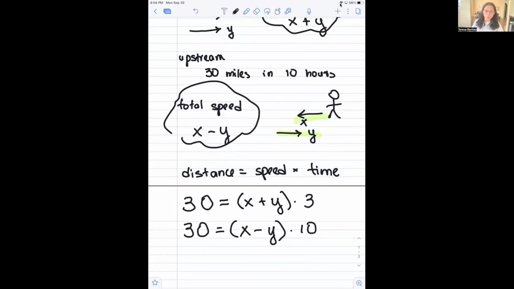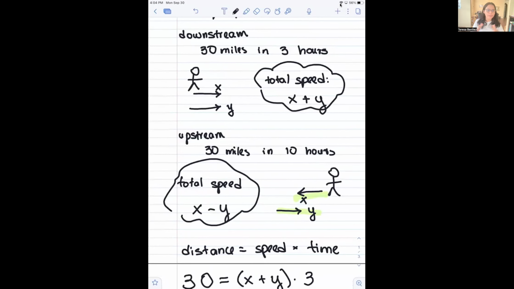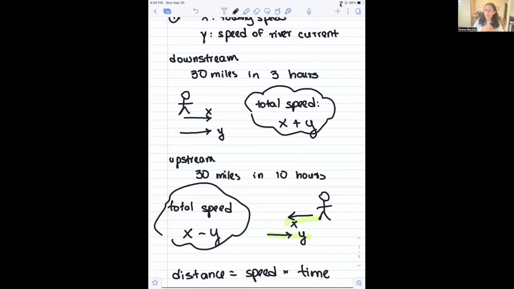And then we can use substitution or elimination or whatever you want to use to solve this, because we have two unknowns and two equations. So again, I just want you to see here, conceptually what's happening. In one direction, he took less time because the water is helping him. In the other direction, he took longer to travel the same distance because the water is working against him. So then we say the total speed, because we're looking at direction as well, will be x plus y, right? His rowing speed plus the speed of the water. It helped him reach his destination.